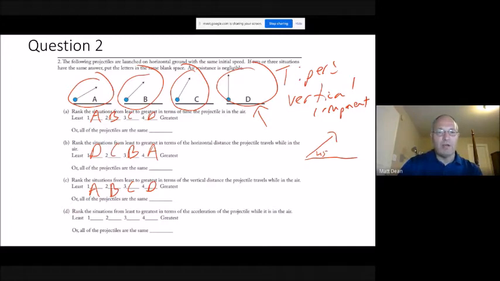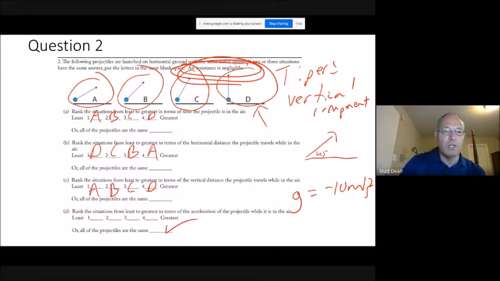Finally, on D, rank the situations from least to greatest in terms of the acceleration of the projectile while in the air. We'll notice that we're ignoring air resistance, which means that the acceleration is caused by gravity. The acceleration of all of these objects should be a vertical acceleration of g. So they all have the same acceleration. It's the acceleration due to gravity. So we're just going to check right there.